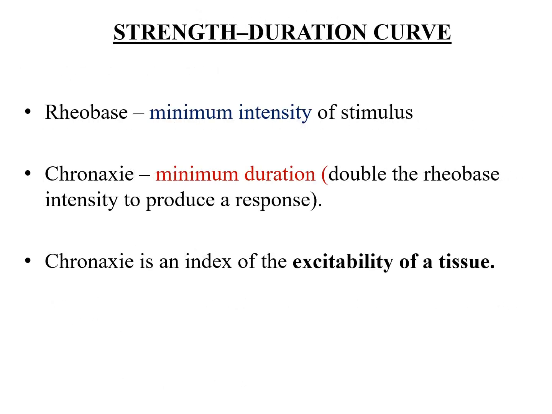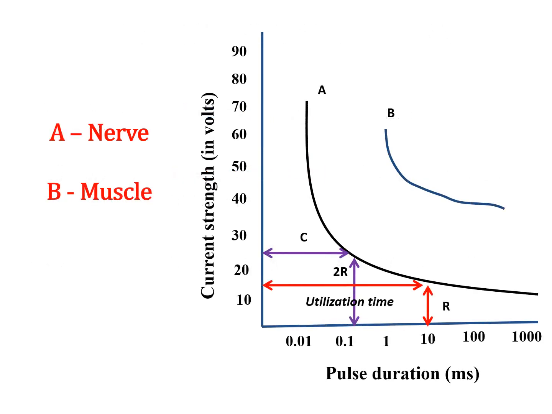So how is it measured? Whether a tissue has received adequate stimuli and duration can be explained with the help of a graph called the strength duration curve. That is, we can see the graph called strength duration curve.